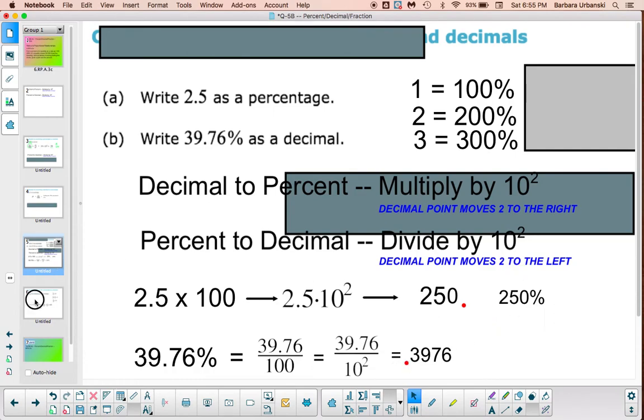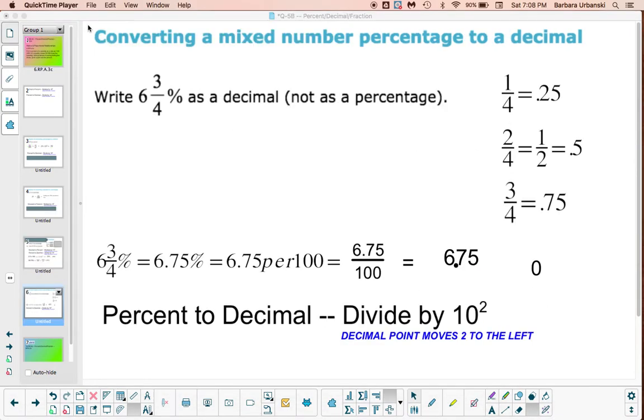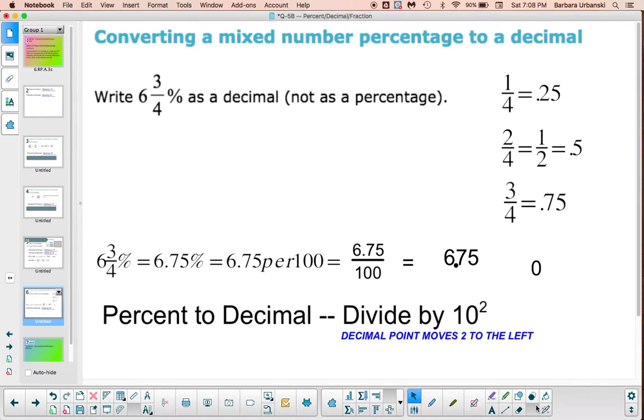0.3976. Now, okay, let's take a look at this last problem, converting a mixed number percentage to a decimal. It kind of looks like a mess, but the one thing that you should know, and I'm going to just highlight this for you, what's in the upper right corner, this is something you should know like the back of your hand. And you should know it because it really has to do with money.